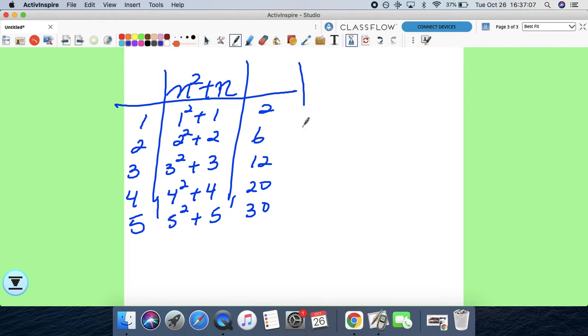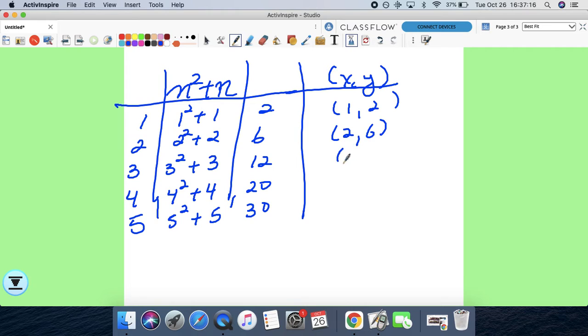And then when we graph this, these would be our coordinates: 1 and 2, 2 and 6, 3 and 12. And then you'll really see that this is definitely not linear.